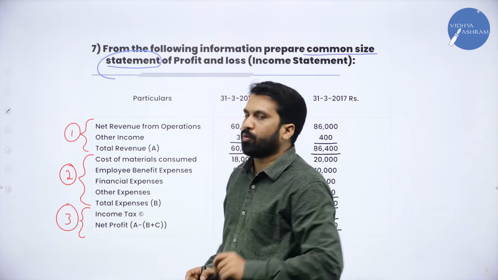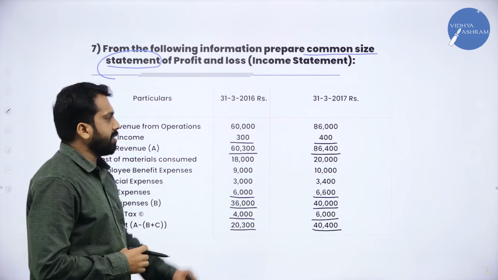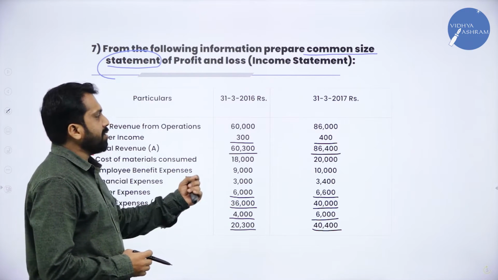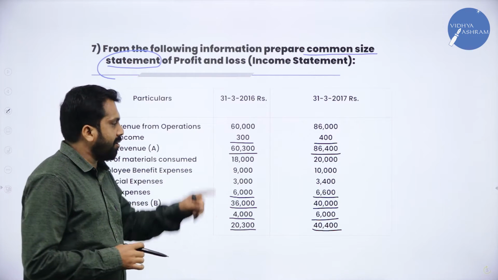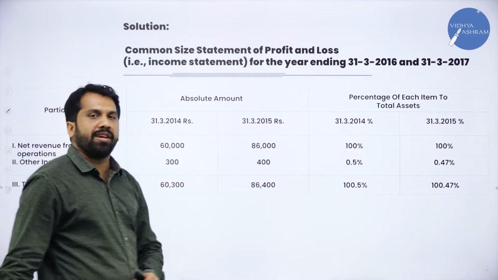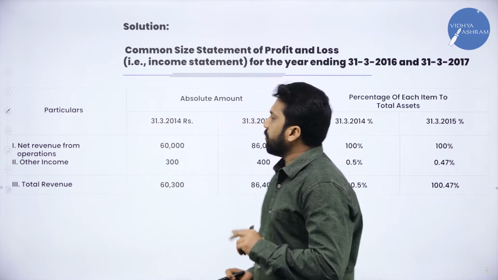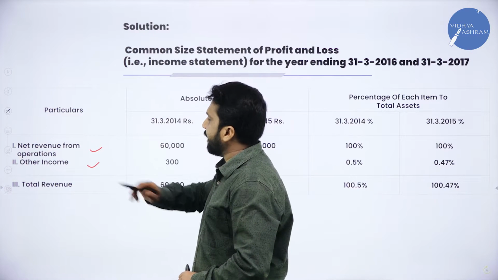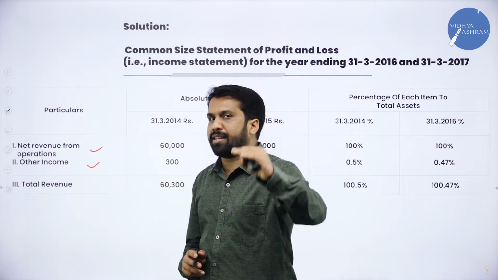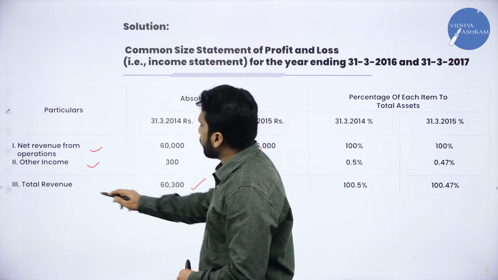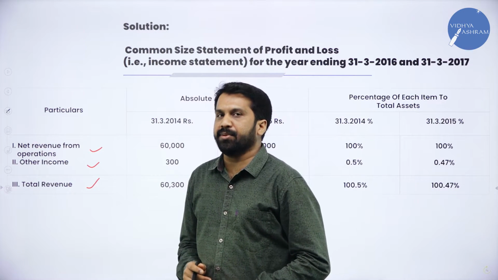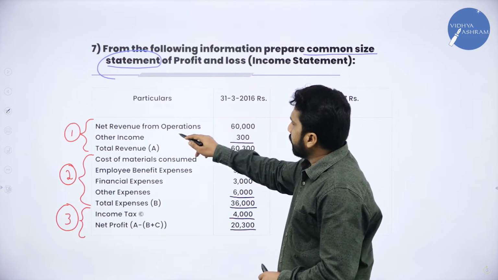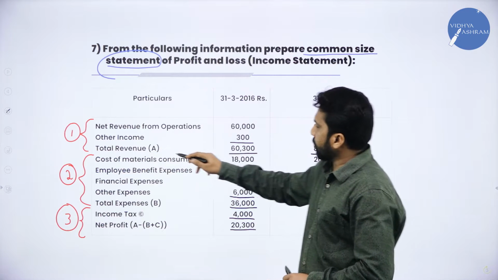This is your question, now we will go for your answer. Write down the question or take a screenshot of this question, because while doing the answer we need all the information. We are doing stage 1. In stage 1 only 2 things will come: net revenue from operation and other income. If you total these two, that will be the total revenue. I'll go back to your question.